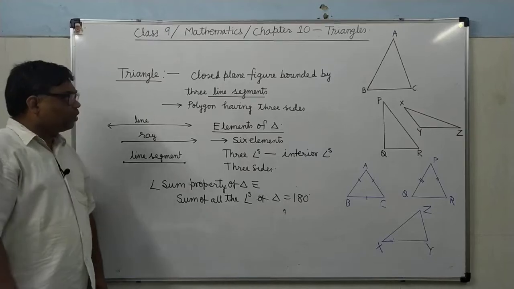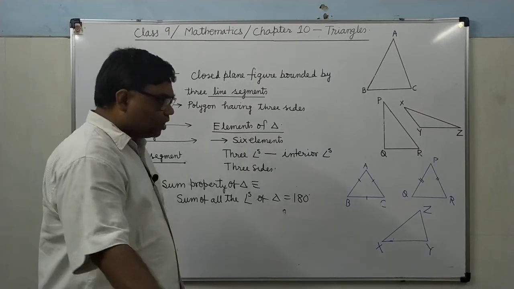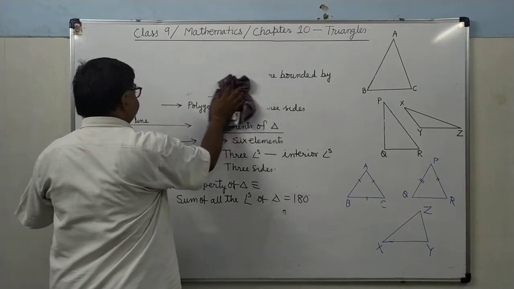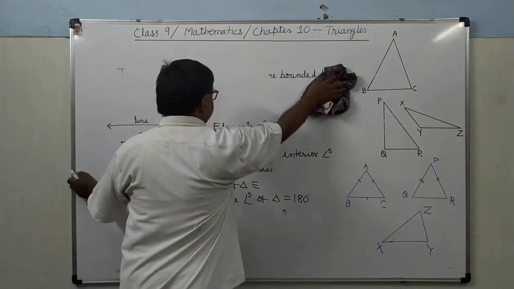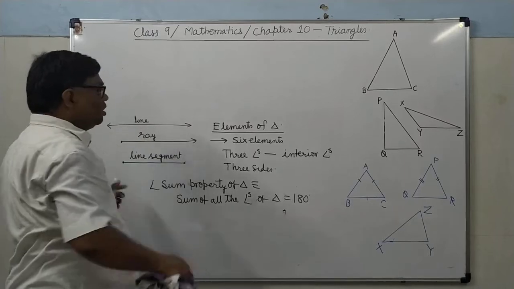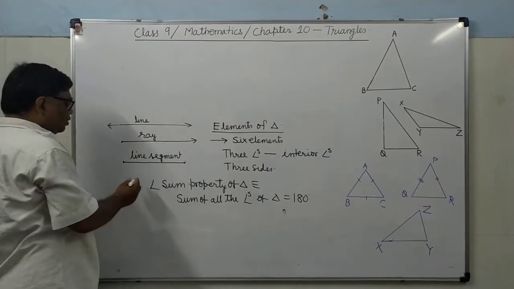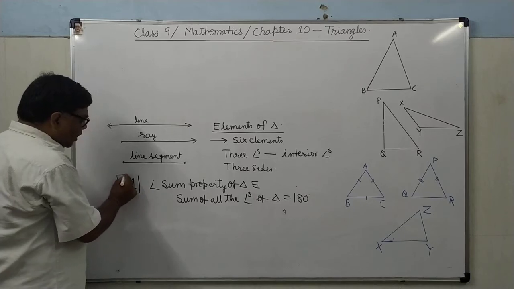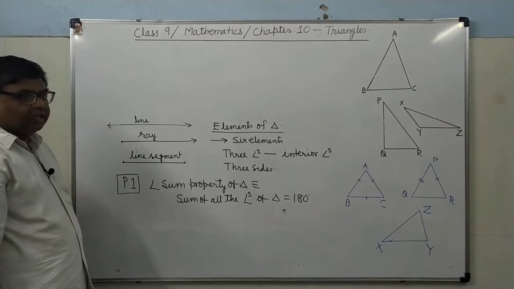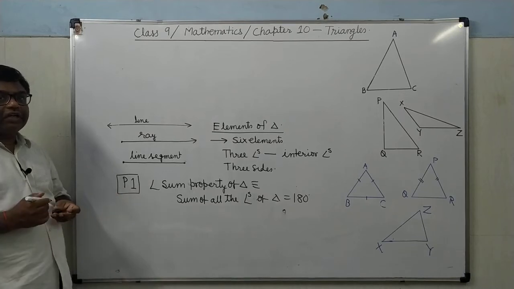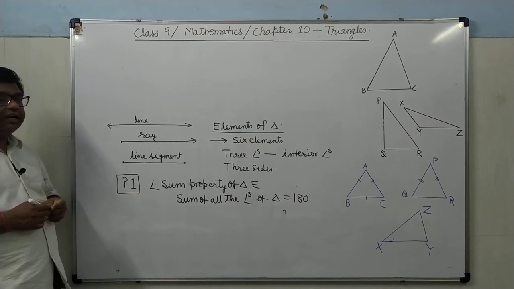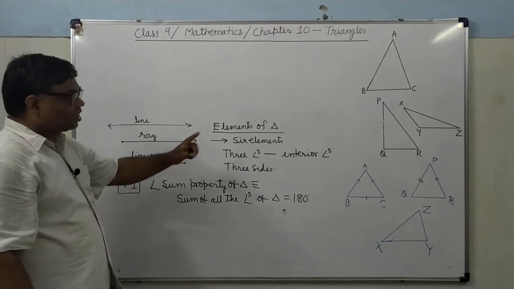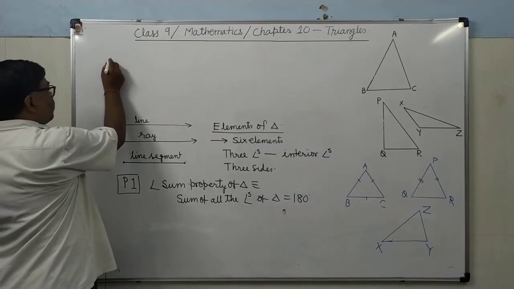There is one more very important property of triangle. In a triangle, the sum of 2 sides will always be greater than the third side. This is one property, the angle sum property of triangle. According to it, the sum of all the angles of a triangle equals 180 degrees. And there are how many angles? 3 angles. There is another property, property 2.